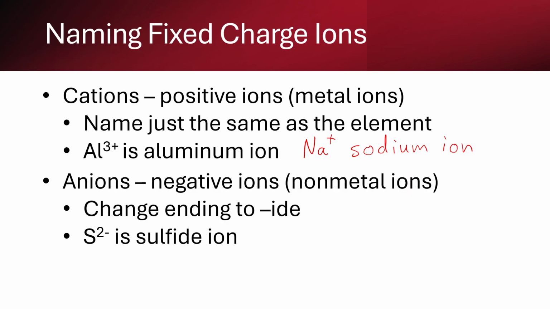So something like sulfur with a 2- charge becomes the sulfide ion. Chlorine with a 1- charge is known as the chloride ion.